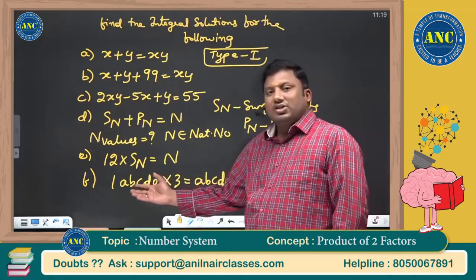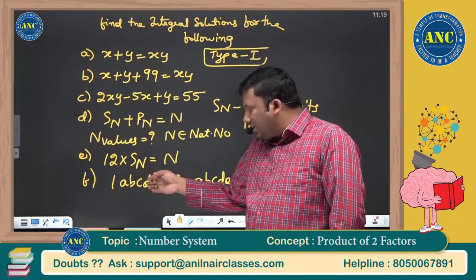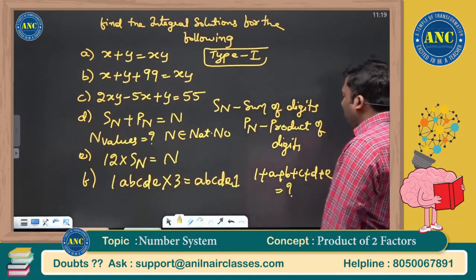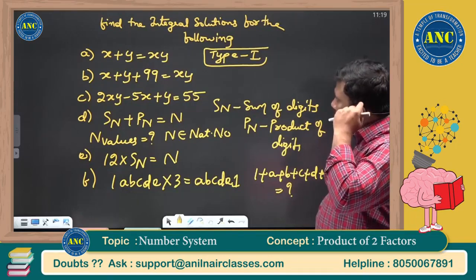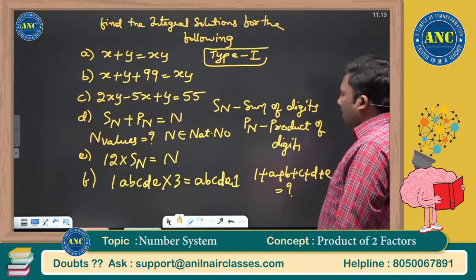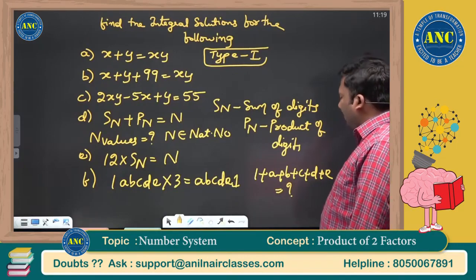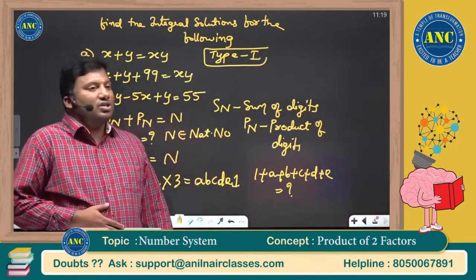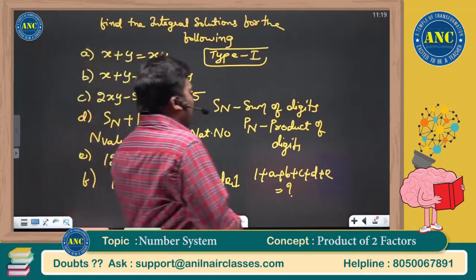There is another 6-digit number, 1ABCDE, and 1ABCDE into 3 is ABCDE1. Find 1 plus A plus B plus C plus D plus E. These are all the questions which come under type number 1.